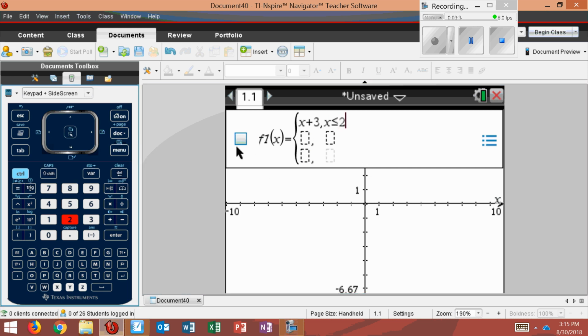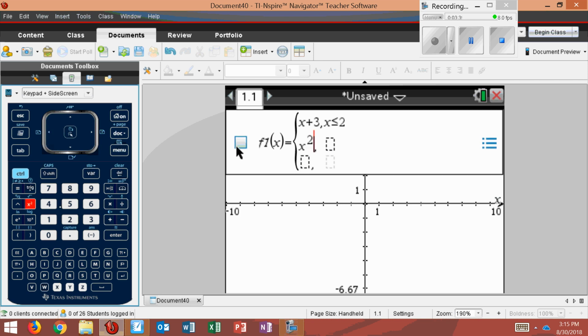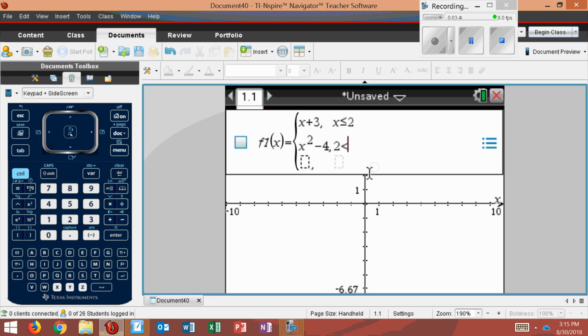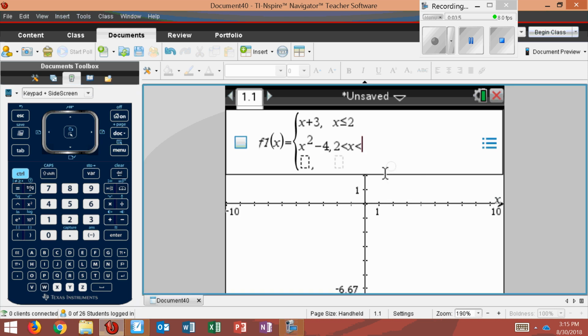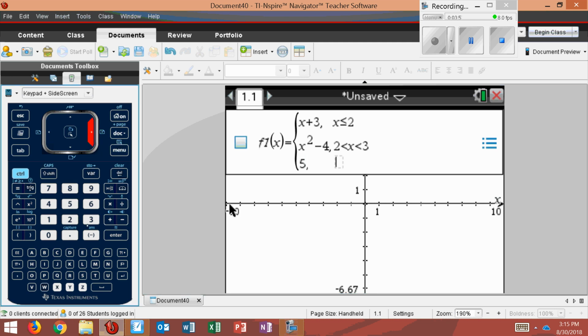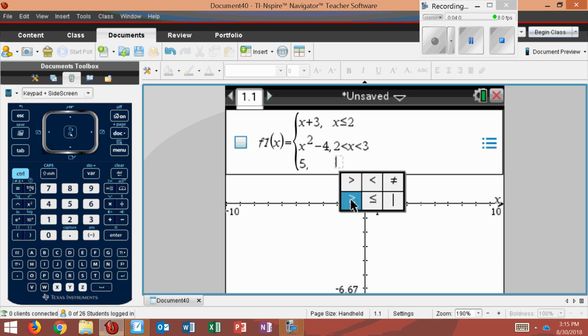Comma means if. We had x squared minus 4 if negative 2 was less than x, which is less than 3. And the last part of the equation was 5 if x was greater than or equal to 3. I forgot to put my x there. X. All right, I hit enter.